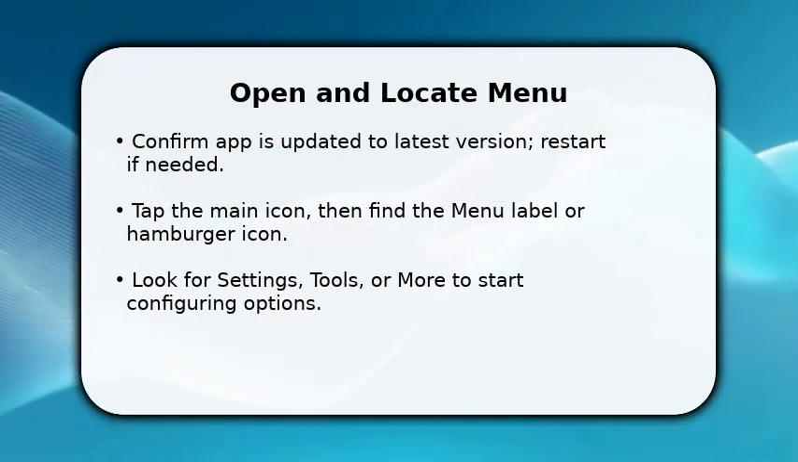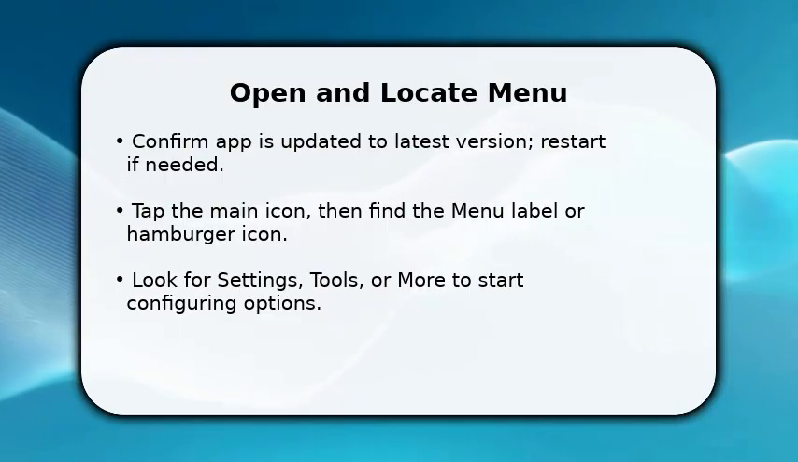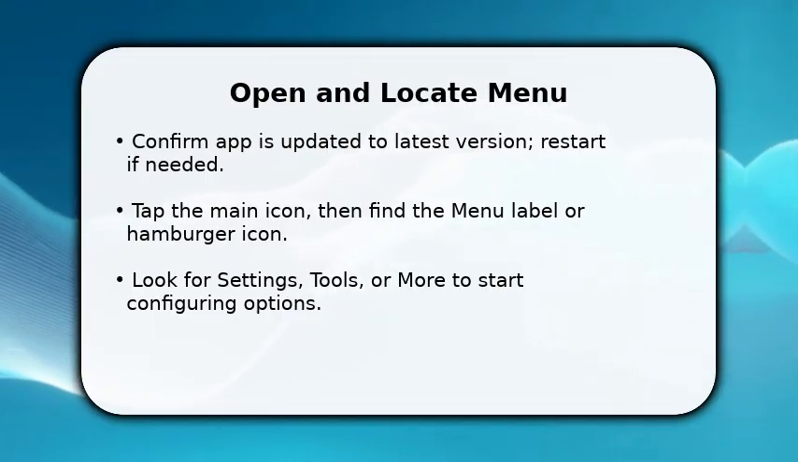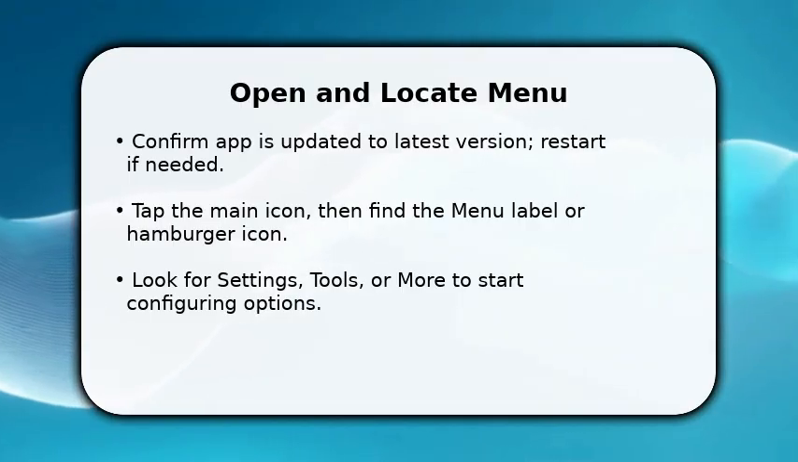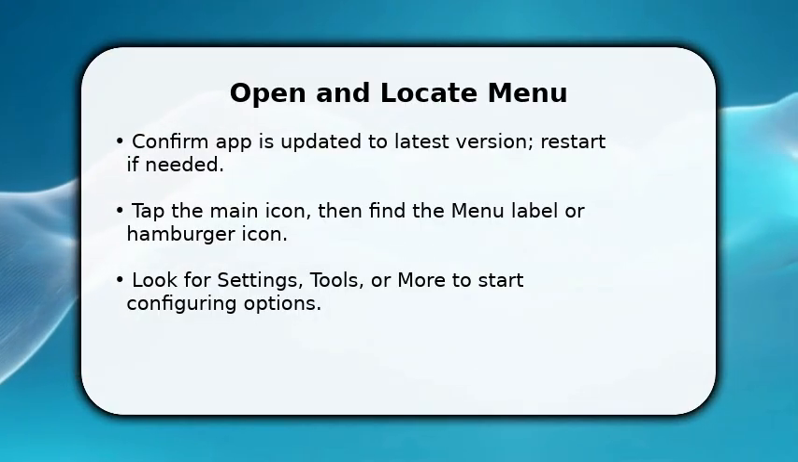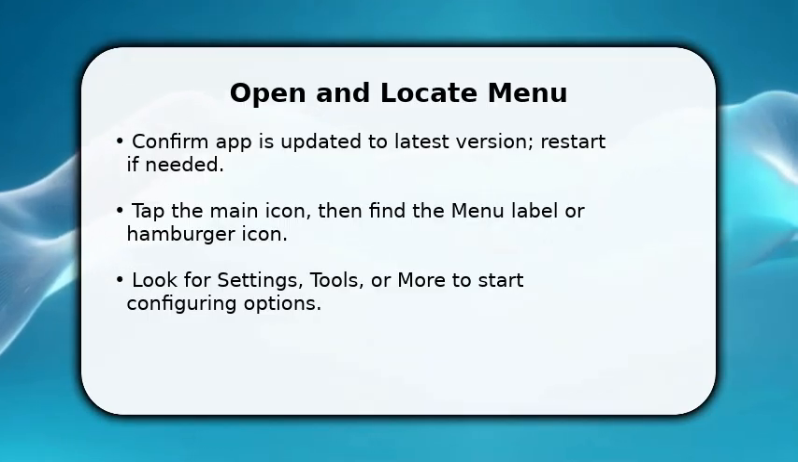You start by confirming the app is updated and stable. This prevents missing features. Once done, open the app and find the menu, usually a hamburger icon or the word menu. Tap it and scan for settings, tools, or more because those group key controls. Make sure to pause and note any labels. They tell you where core functions live. Then, choose the section that most closely matches your goal so you can begin direct adjustments immediately.